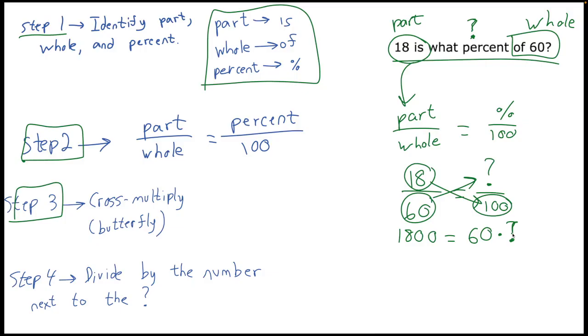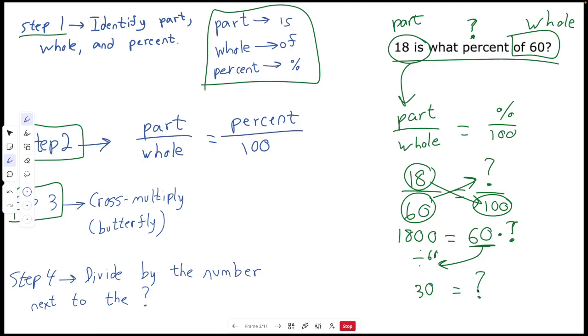Step four is divide by the number next to the question mark. So you see how there's a number next to the question mark? We're going to take that and we're going to divide on the other side by that number, whatever it is. So 1,800 divided by 60, final answer is 30. Okay, it's an ugly 30. Let's try that again. 30 equals the question mark, so that's to say it's 30%, okay? So 18 is 30% of 60.